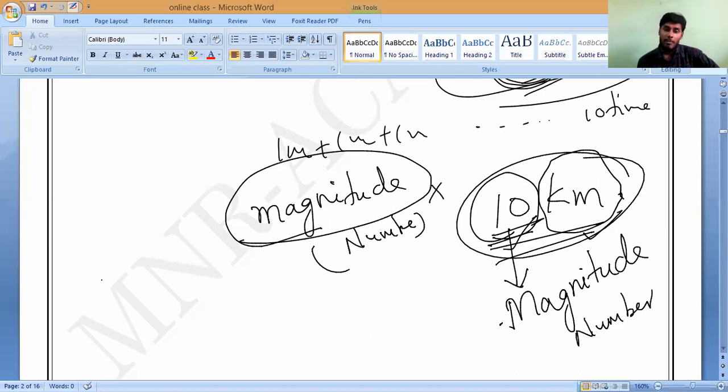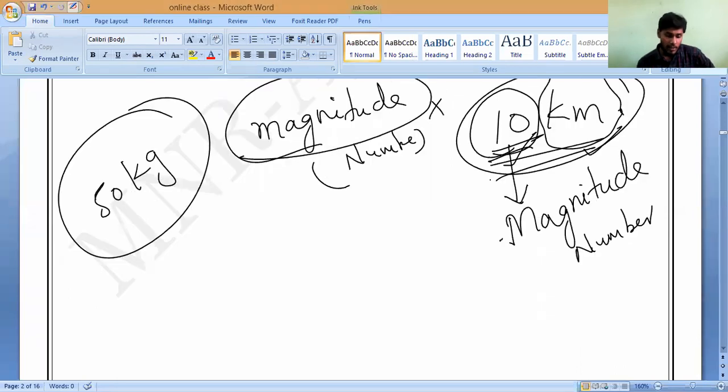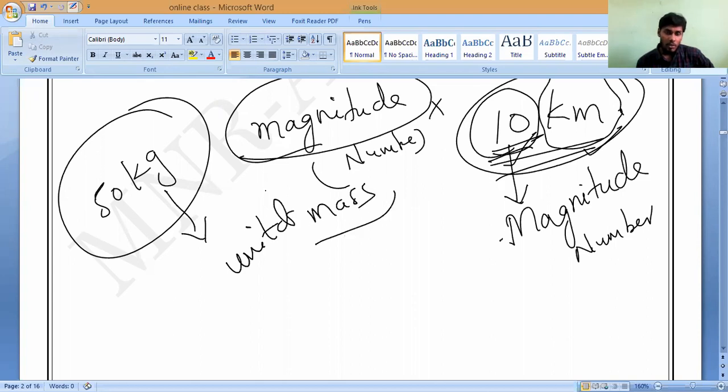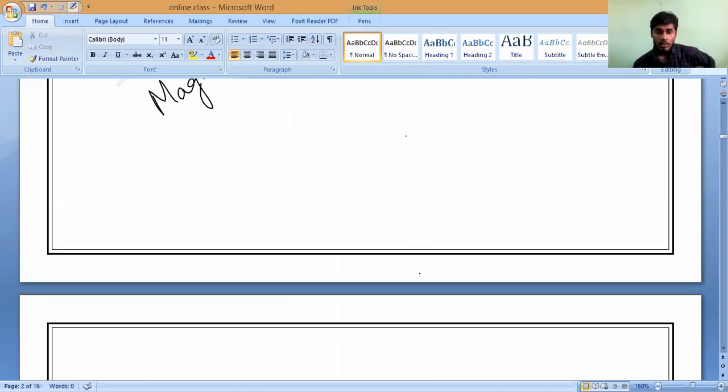Suppose I say my mass is 50 kg. Here, what is the unit and how many times are we considering that unit? The unit of mass is kilogram or kg. We are considering this kg 50 times. So this 50 is the magnitude. Do you all understand? Any doubt in this? Ask me.